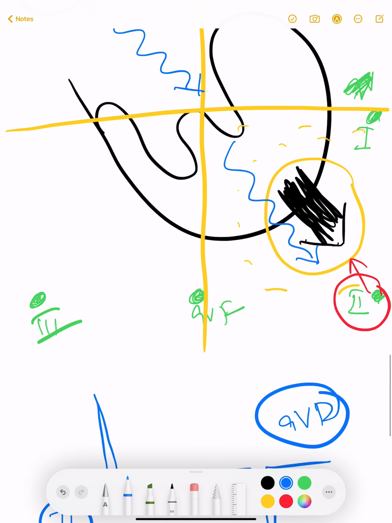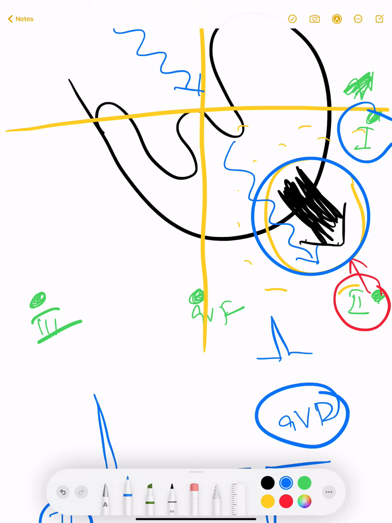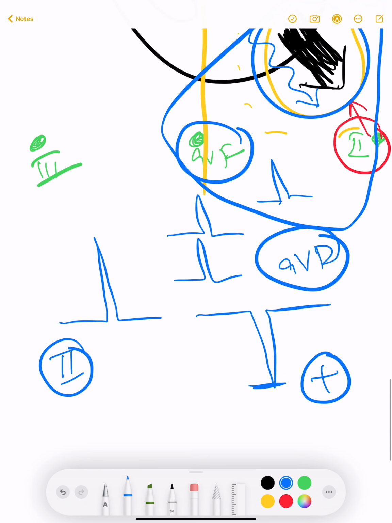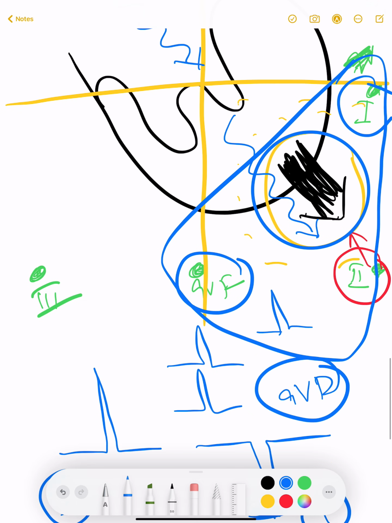So let's determine the axis. We know that when there is no axis deviation and the axis of the heart is here, then which leads will show a positive deflection? Lead 2 will show a positive deflection, right? Lead 1, because it is also in the same direction, will show a positive deflection, and lead AVF will also show a positive deflection. So these 3 leads will show a positive deflection when there is no axis deviation.